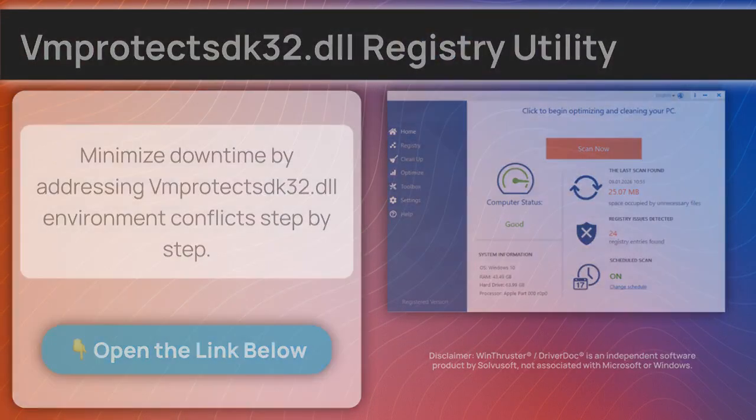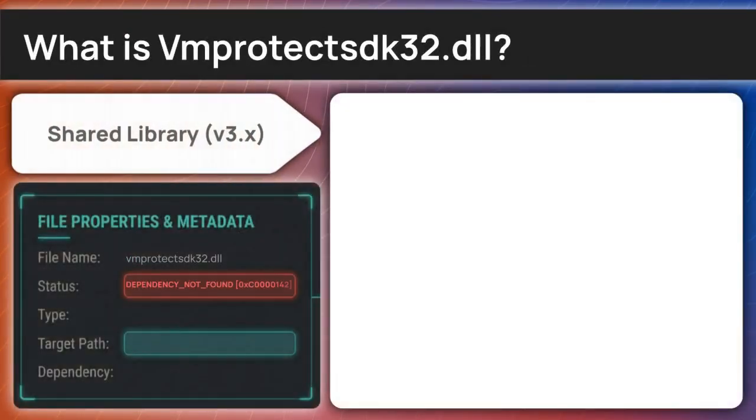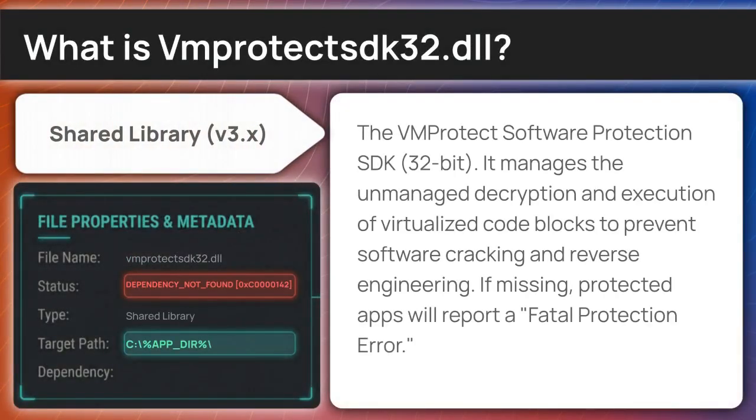This is the VMProtect SDK32, the VMProtect Software Protection SDK 32-bit. It manages the unmanaged decryption and execution of virtualized code blocks to prevent software cracking and reverse engineering. If missing, protected apps will report a fatal protection error. Let's transition to the solution, starting with the official Microsoft redistributable.